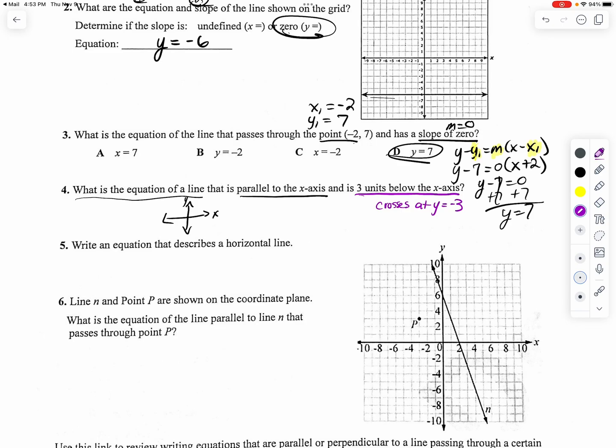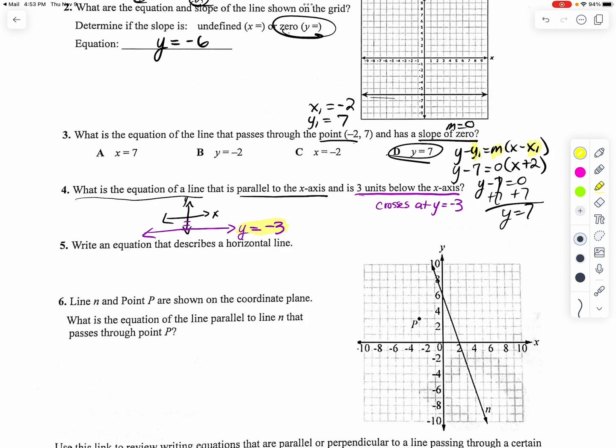So go down 3 units from the x-axis. 1, 2, 3, draw your line. And this is our line. So the equation is y equals -3, since it goes through the y-axis at -3. So that's actually our answer right here. Y equals -3.